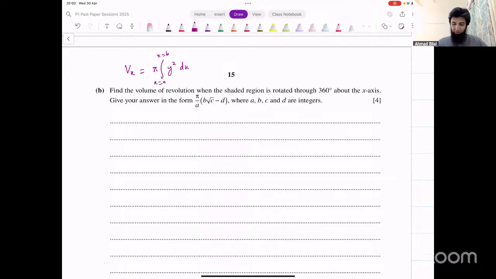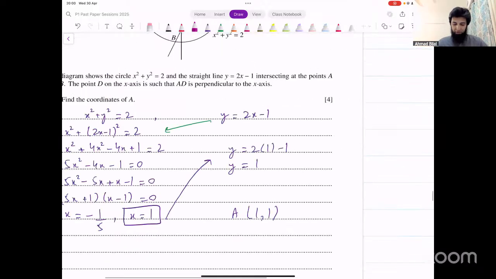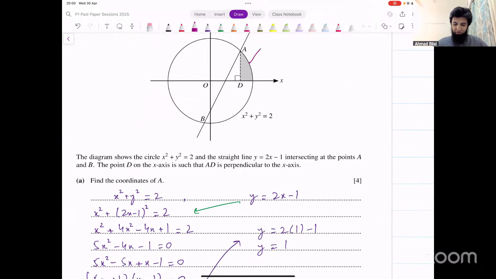Shaded region is supposed to be rotated about x-axis. Okay, shaded region, this region, this is rotated about the x-axis. And we have to find the volume of revolution from this. Now, how do we do that? We need limits for that, for the shaded region. Do we have those limits? We know the coordinates of the point A. So that means the x coordinate here is supposed to be 1. This point is 1. What about this point here? We'll have to find that. That's the x-intercept of the circle.